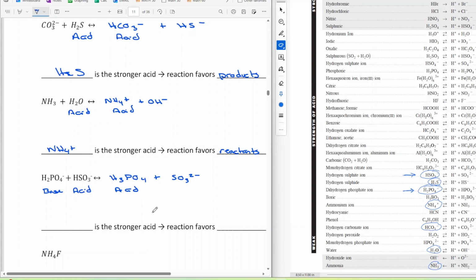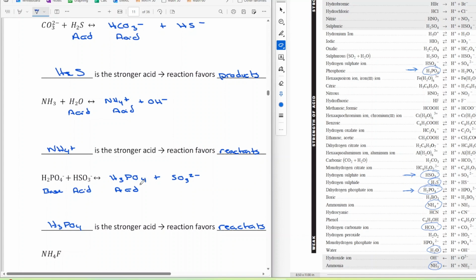Now, the conjugate acid of that base is this guy. So then to see which reaction is favored, I have to see who's stronger, H3PO4 or HSO3 minus. I'm going to guess it's H3PO4. There it is. H3PO4 is way up here. HSO3 minus was way down here. This is definitely your stronger acid. So H3PO4 is definitely my stronger acid, so my reaction is going to favor the reactant.